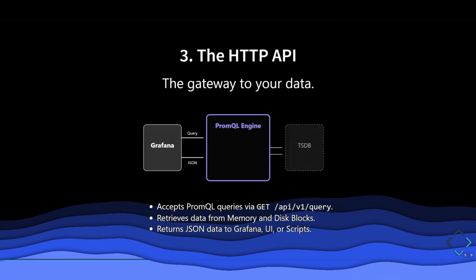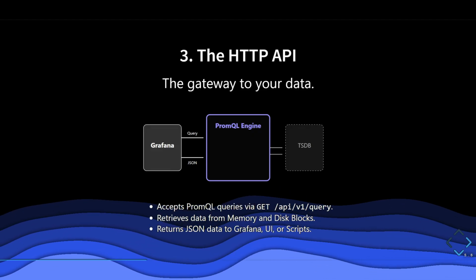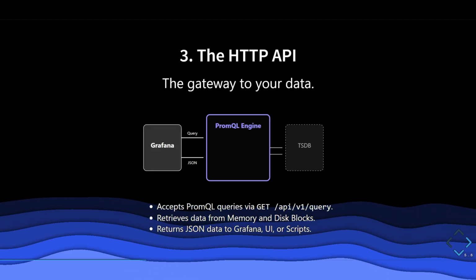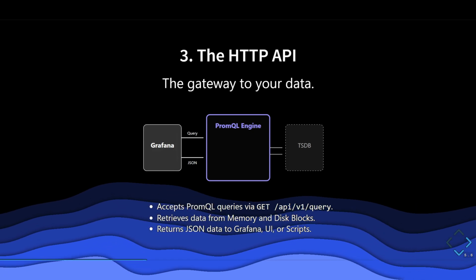The HTTP API. This is the gateway to your data. It accepts PromQL queries, retrieves data from memory and disk, and returns JSON to Grafana or other clients.